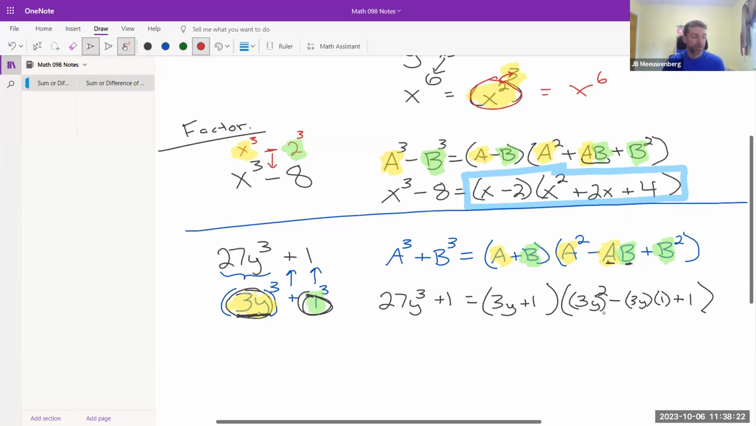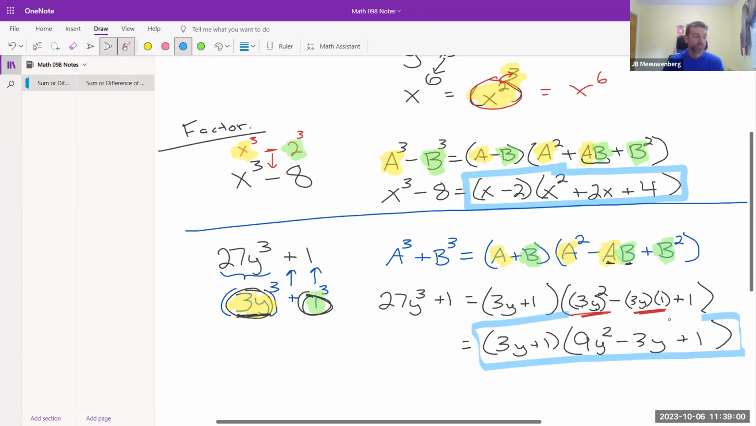But we do want to clean up this stuff, right? We want to simplify those two terms there as much as possible. So that'll look like this. The quantity 3y plus 1, which we have, times 3y squared is 9y squared. 3y quantity squared, I should say. You're squaring both the 3 and the y to get 9 times y squared. Minus 3y times 1 is 3y, and then plus 1. So there's our fully factored form for this sum of cubes.